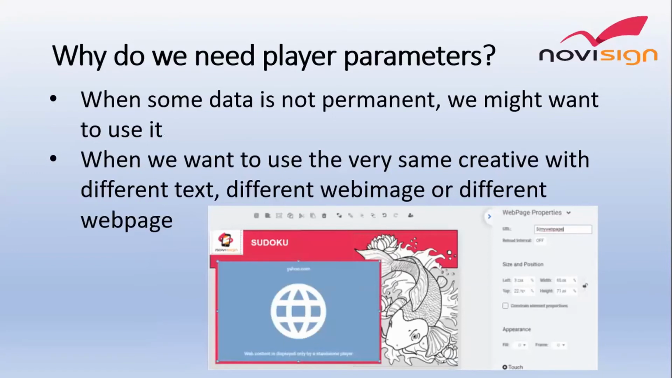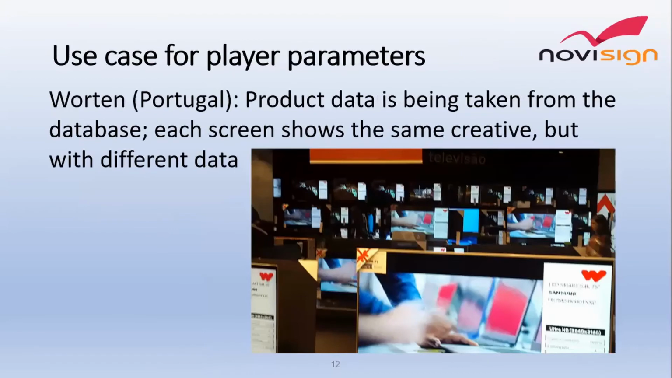Player parameters are used when some of the data is not permanent, that means it might change. We might want to use that. We can do that with text, we can do that with web image, we can do that with other things. And let's see one of the use cases. This is Vorten in Portugal. Vorten in Portugal is a mass installation of something like 150 stores, each one may have up to 500 installations. And you might have up to 150 TVs in the same store.